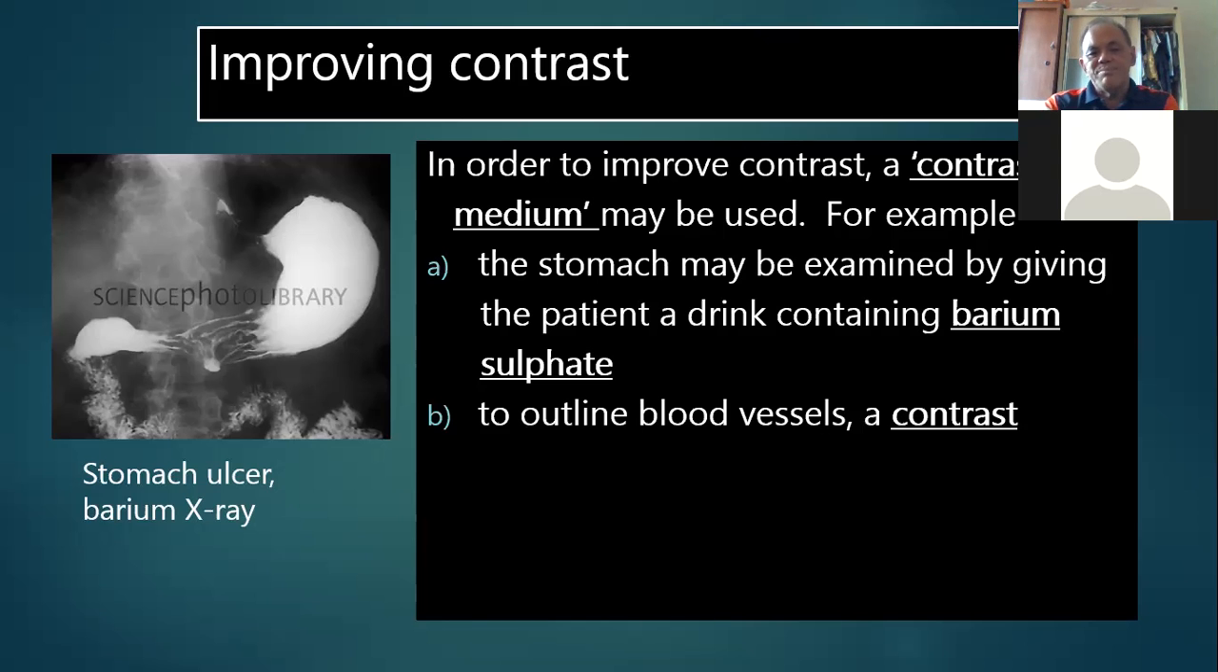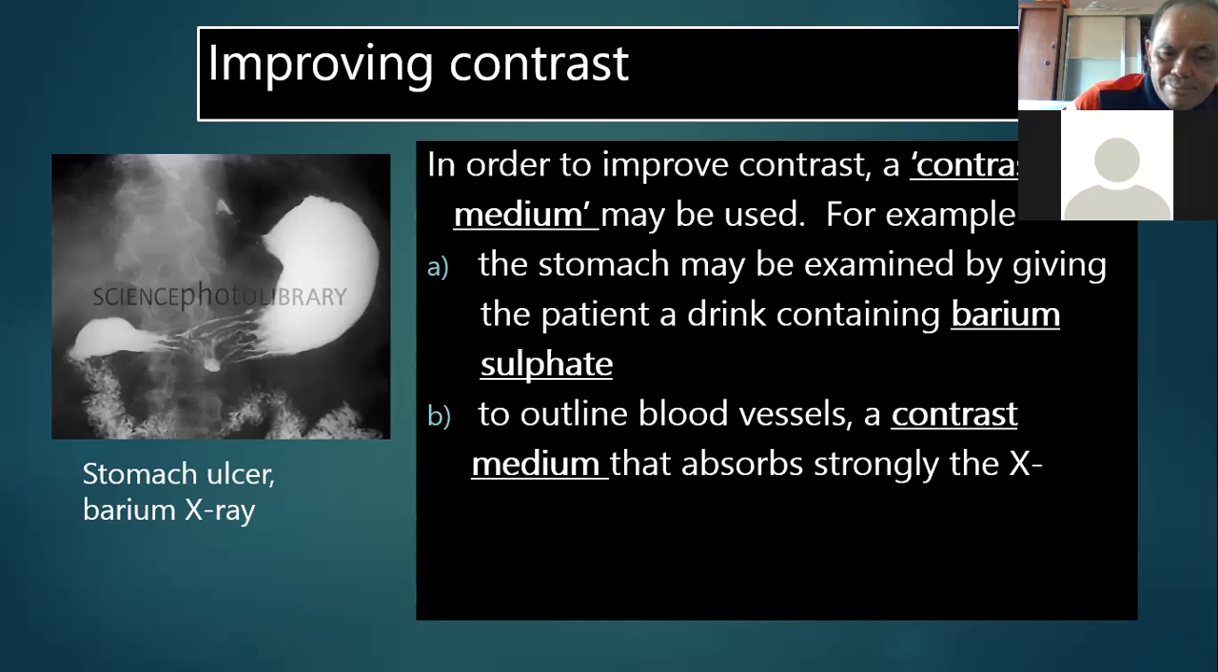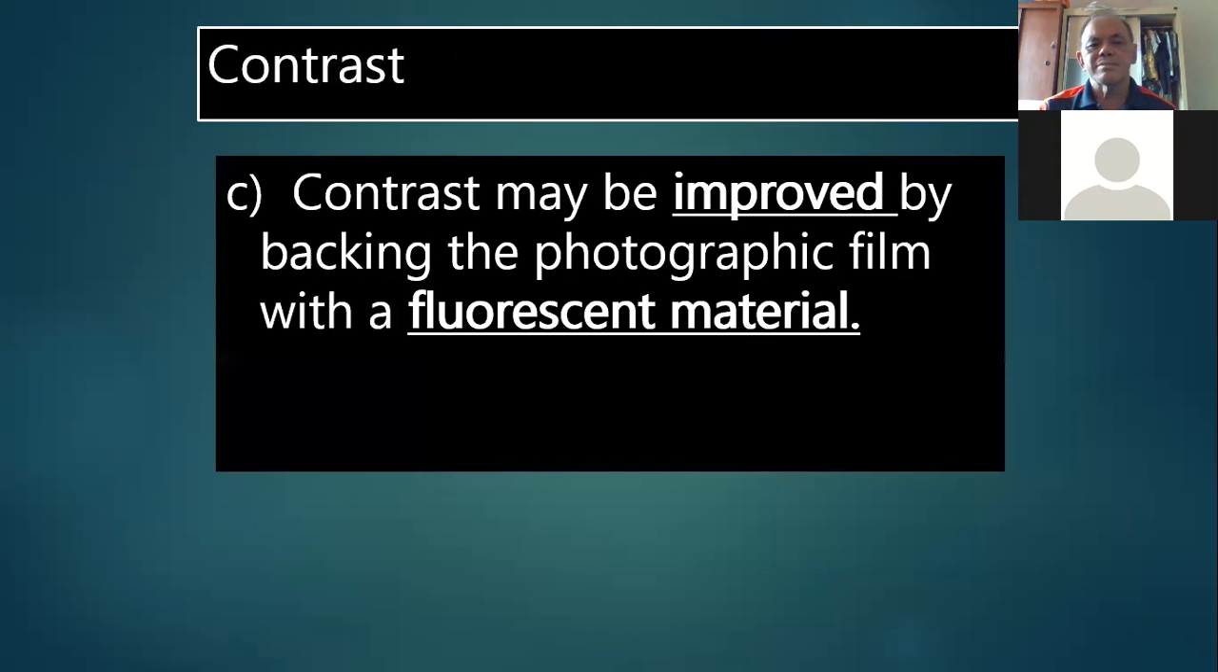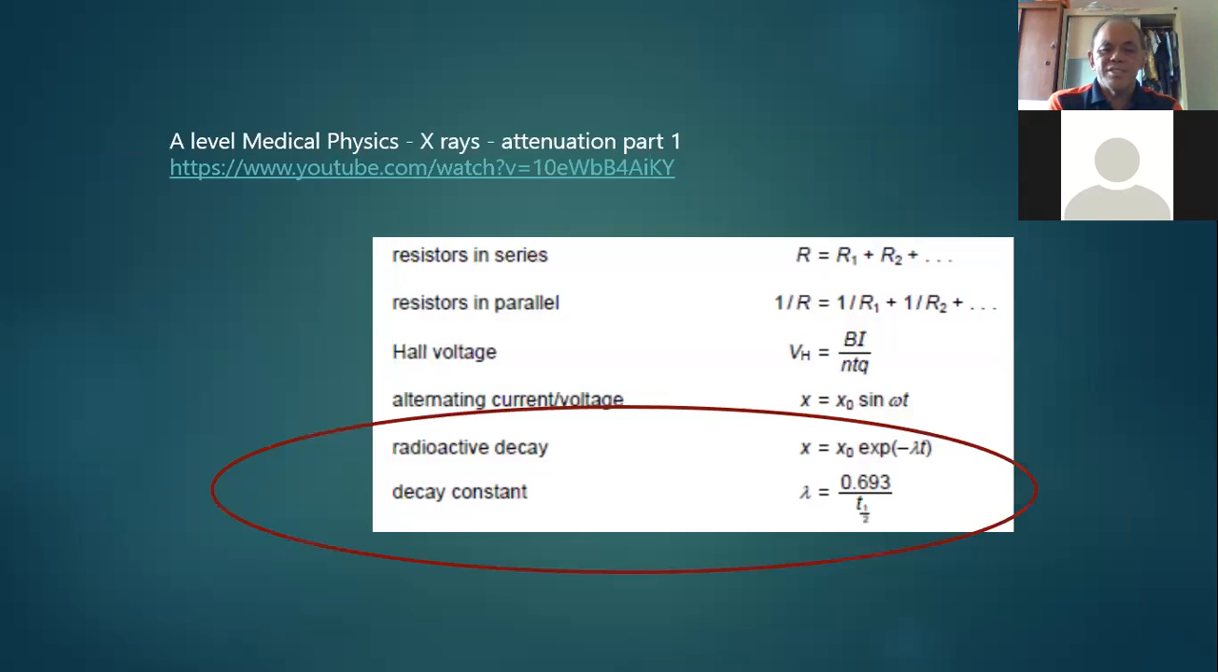Or if we want to see the blood vessels, we need a contrasting medium that strongly absorbs the X-ray radiation, which will be injected into the bloodstream. Right? Or contrast can be improved by backing the photographic plate with fluorescent material. The X-ray passing through the fluorescent material will give out light, so it will improve the contrast. Know what is given in your formula sheet. Okay, you can use that one.